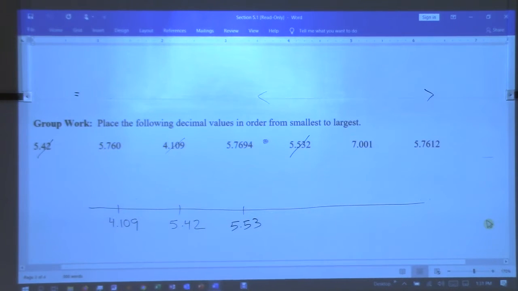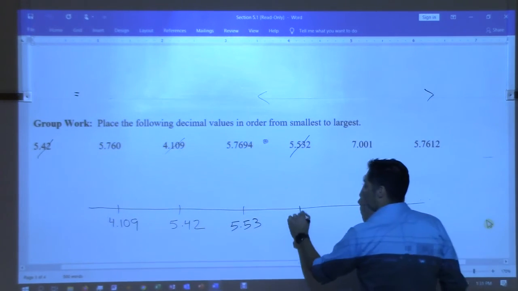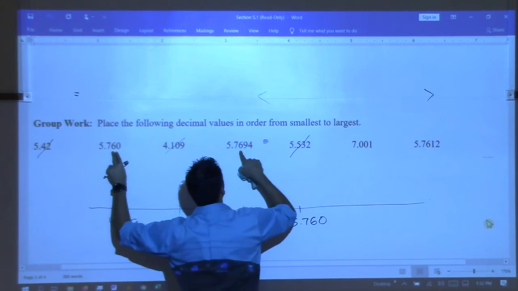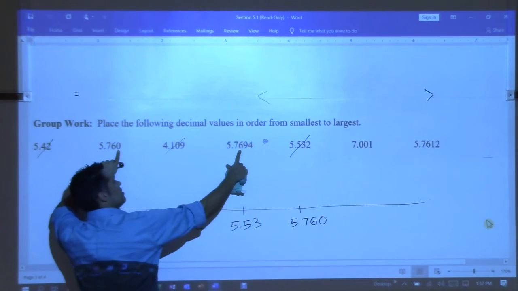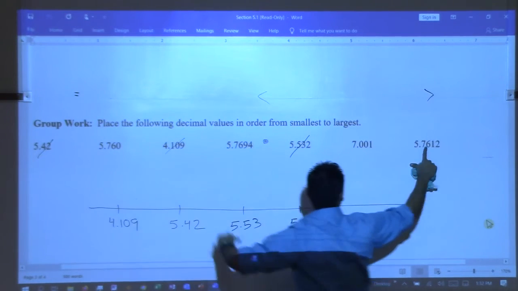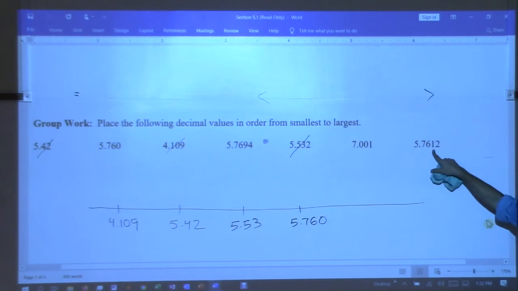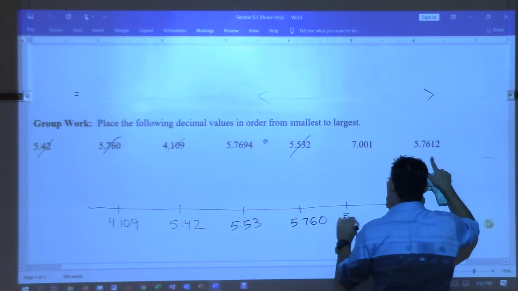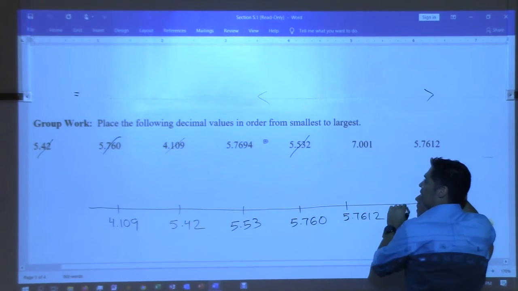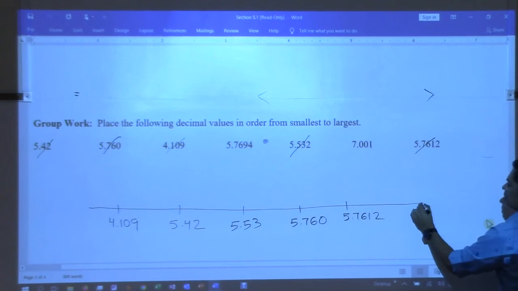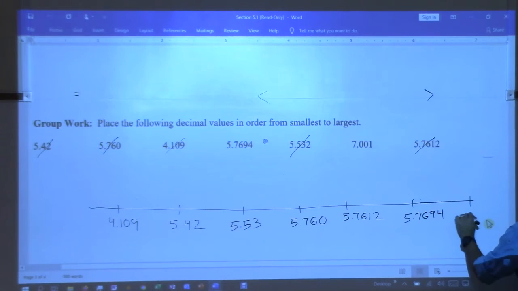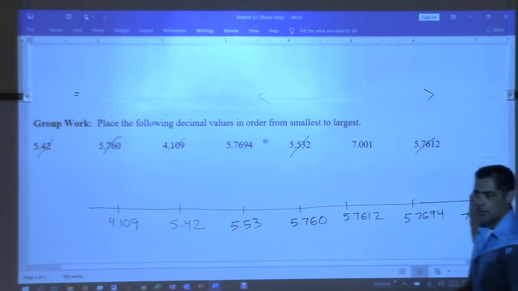Go ahead, Chris. 5.760. Yeah, and that's because these are pretty much the same, except this one has a 0 after the 6, this one has a 9. That one over there too, right? Has 5.76. This one has a 1. This one should be next. So 5.7612. And we have 2 more. 5.7694. And finally 7.001. So that would be those in order from smallest to largest.